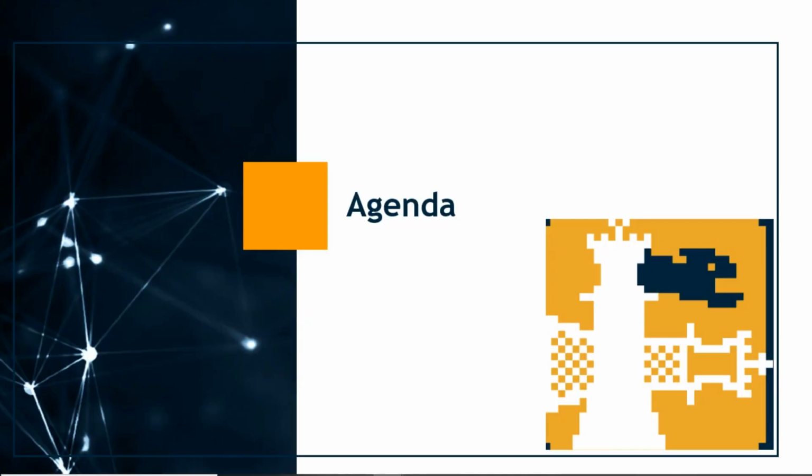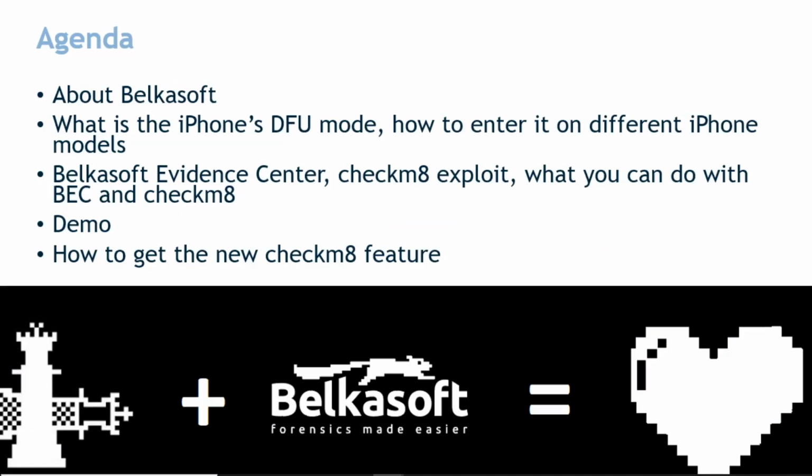So, our agenda for today. We will start with Belkasoft and its customers. Then we'll delve into the key topic of this webinar, the iPhone's DFU mode: what it is and why you need it for Checkmate Exploit. Then I'll tell you about our cool and easy-to-use product Belkasoft Evidence Center, what Checkmate Exploit is, and how you can benefit from the new Checkmate feature. We'll show you a live demo of how to enter the DFU mode on several iPhone models. At the end of the webinar, I'll provide some details about how to get the new Checkmate feature.